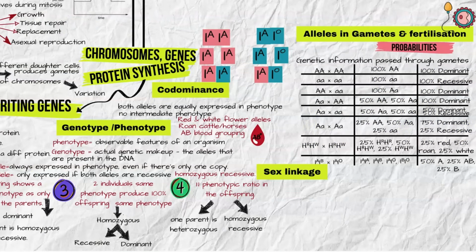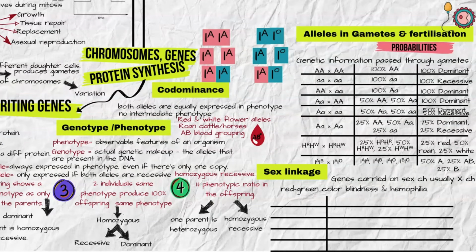Then the sex linkage. Sex linkage refers to genes carried on the sex chromosomes, usually the X chromosome. A sex-linked condition is one where the gene is located on the X chromosome. The most common examples are red-green color blindness and hemophilia. Now let's go through the key inheritance patterns.